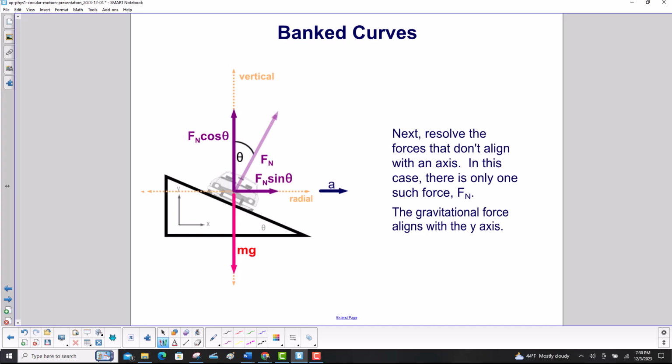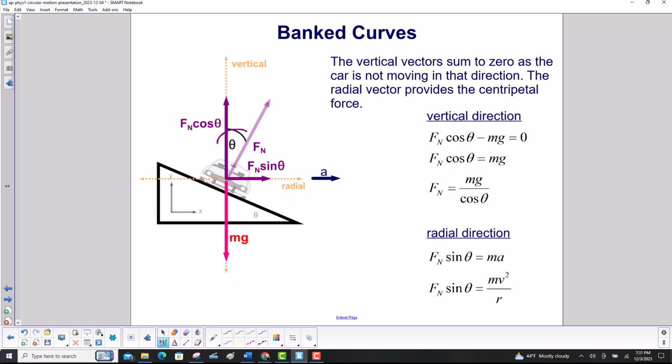Now we'll resolve the forces that don't align with an axis. In this case, there's only one such force, the normal force. The gravitational force is just fine along the y-axis. We're going to use this angle here as theta because that equals the incline here.